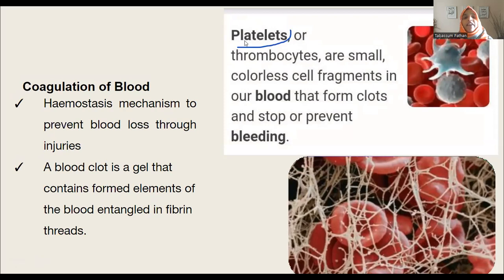So platelets are very important in clotting of the blood. They are also known as thrombocytes. They are small colorless cell fragments in our blood that form clots, and by forming a clot, by thickening the blood over there, they will stop or prevent the bleeding that is happening. Okay, so we will see a short video of how this coagulation of blood is brought about. So let's begin.